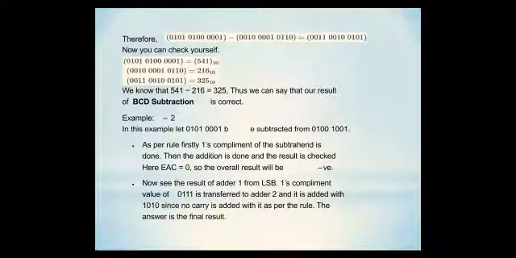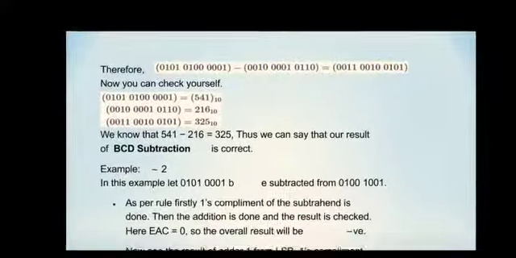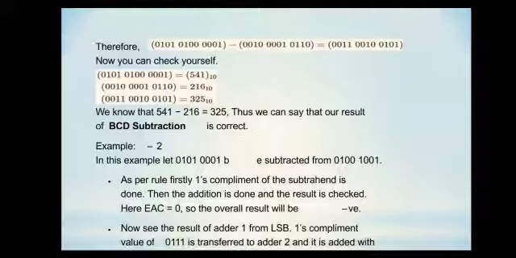Therefore we are taking the two binary equivalent numbers. First one is the minuend and next one is the subtrahend. We have to subtract those equivalent numbers. Finally we get the resultant binary equivalent value like this. Now you can check yourself.